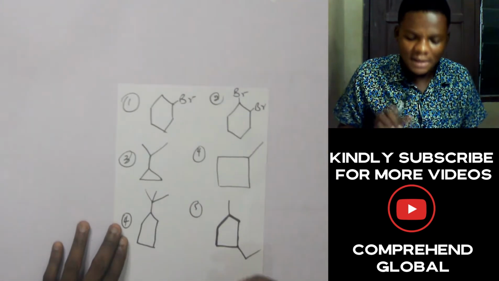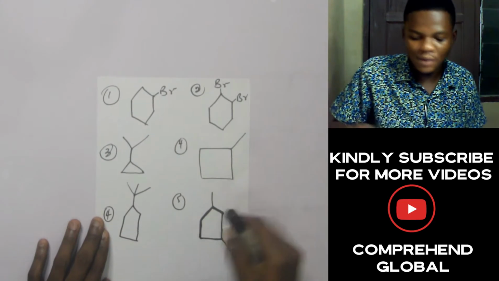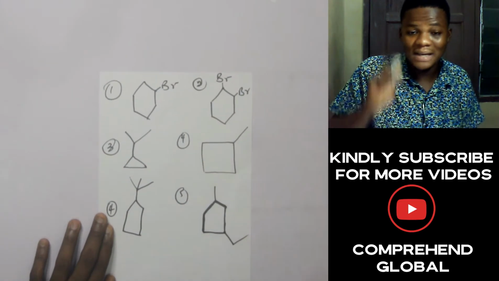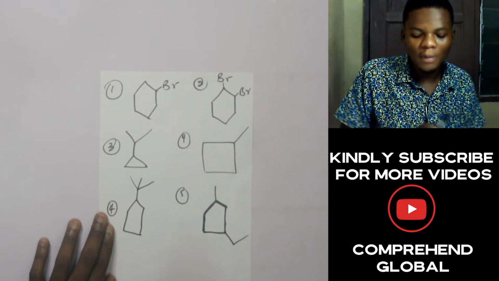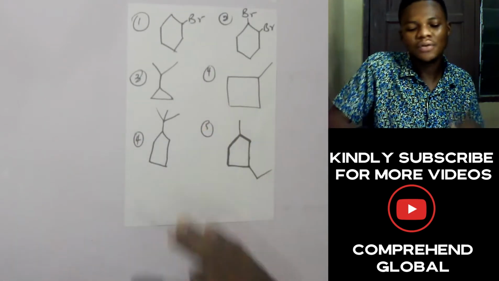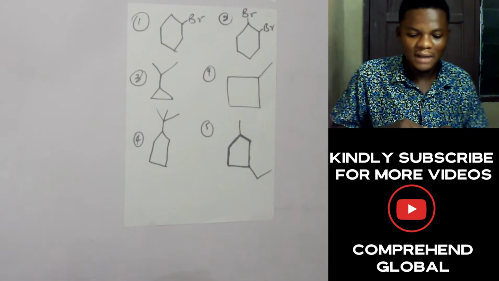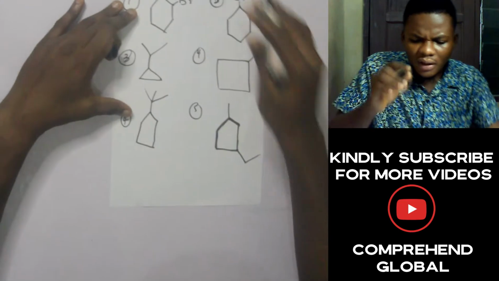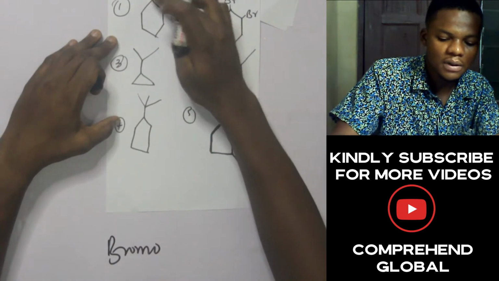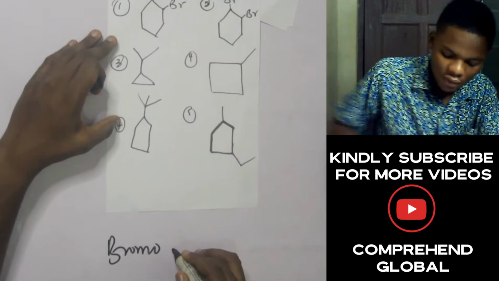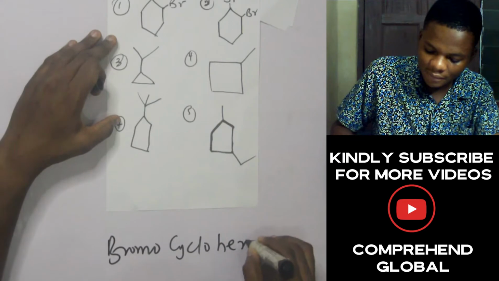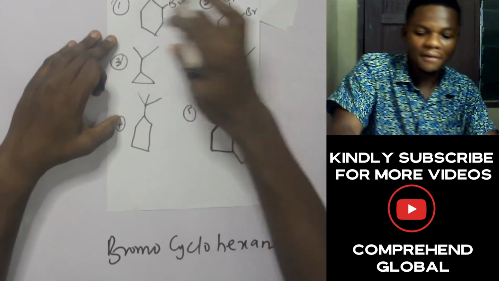Now let's take a look at it with certain substituents. With substituents like bromine, in naming bromine as a substituent, we go by the name bromo instead of bromine. So this right here is bromo, and we don't have to give a number. Now how many carbon atoms? 1, 2, 3, 4, 5, 6. So we have bromocyclohexane for this first one.